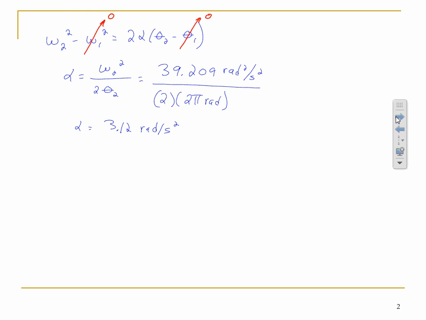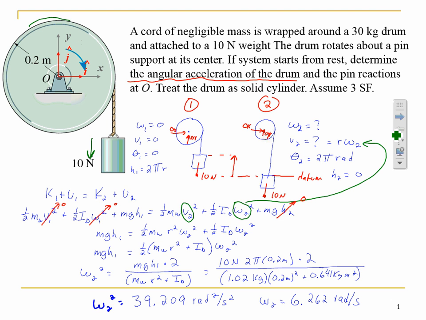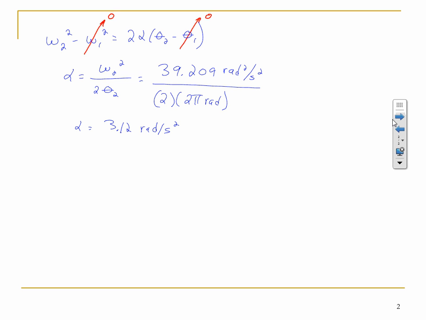I don't know a direction. When I did it in 4.3, alpha came out as negative. Now, when I'm using energy methods, I don't get a sign that tells me the direction, so I need to deduce this myself. And just looking at the problem, you can see that as the weight moves down, this drum has to rotate in a clockwise direction. So I'm now going to say that alpha is 3.12 radians per second squared in a clockwise direction. And that's my answer for alpha.